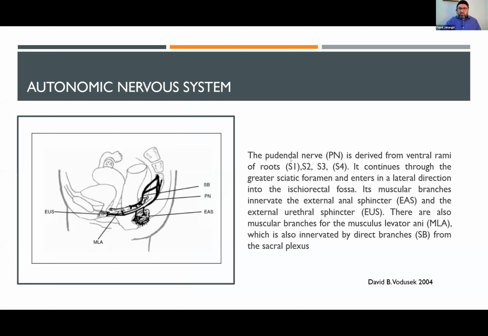So again, going back to the pudendal nerve, it derives from the ventral rami of S2, S3, and S4 roots, and sometimes S1. It continues through the greater sciatic foramen and enters laterally into the ischiorectal fossa. Its muscular branches innervate the external anal sphincter and the external urethral sphincter. So if you put electrodes in those two sphincters, we can monitor them. Also, the levator ani muscle is supplied by the pudendal nerve, and can be monitored.